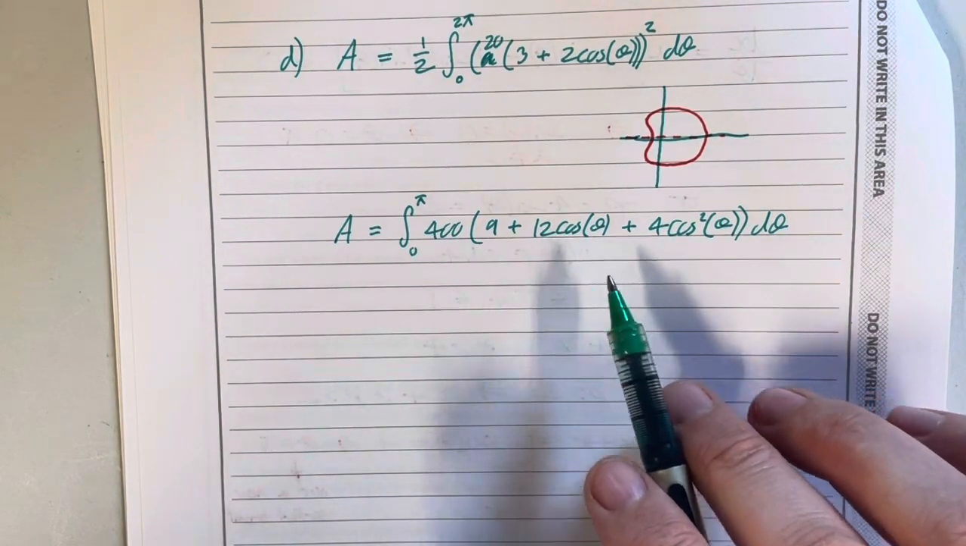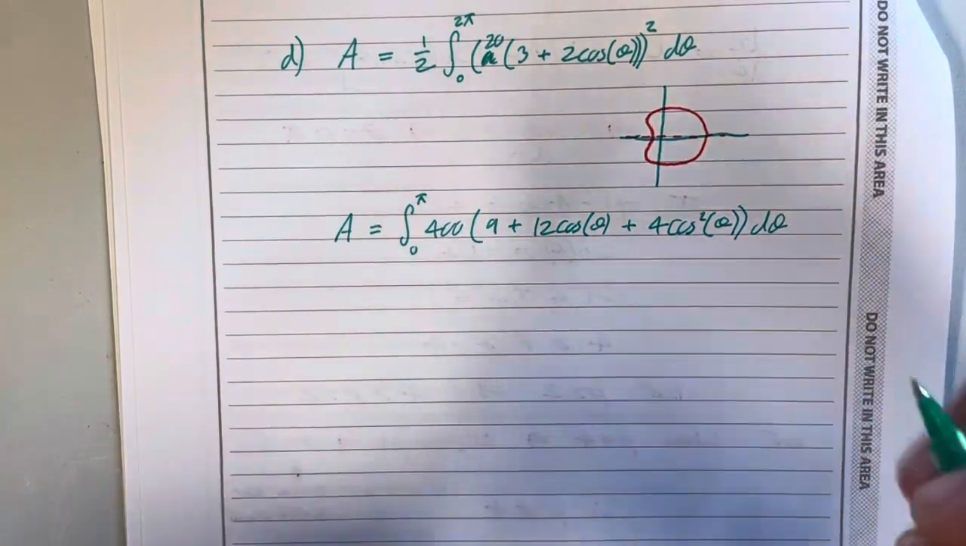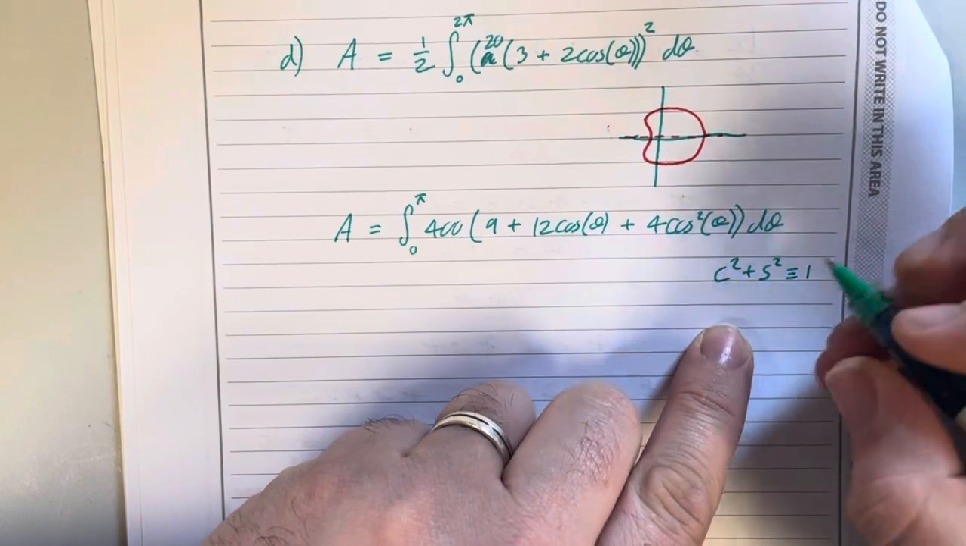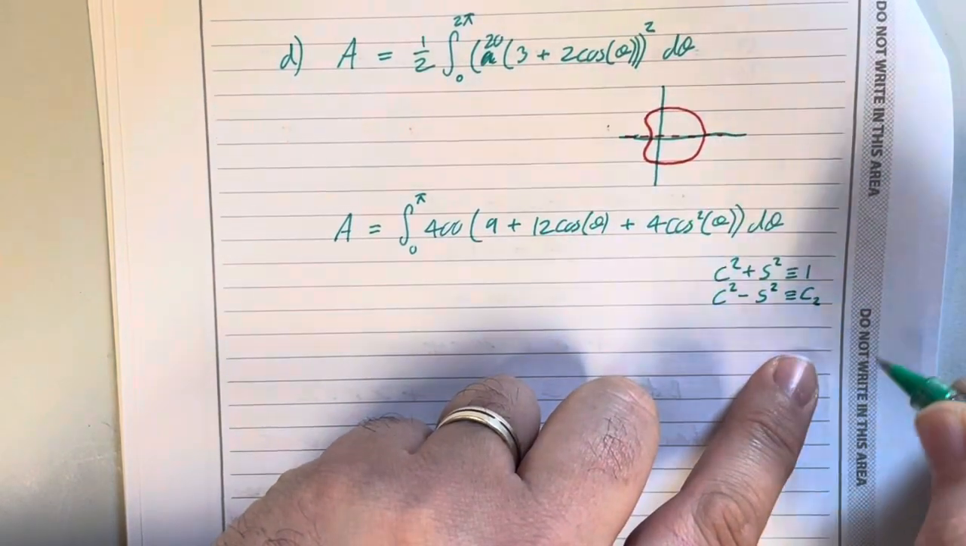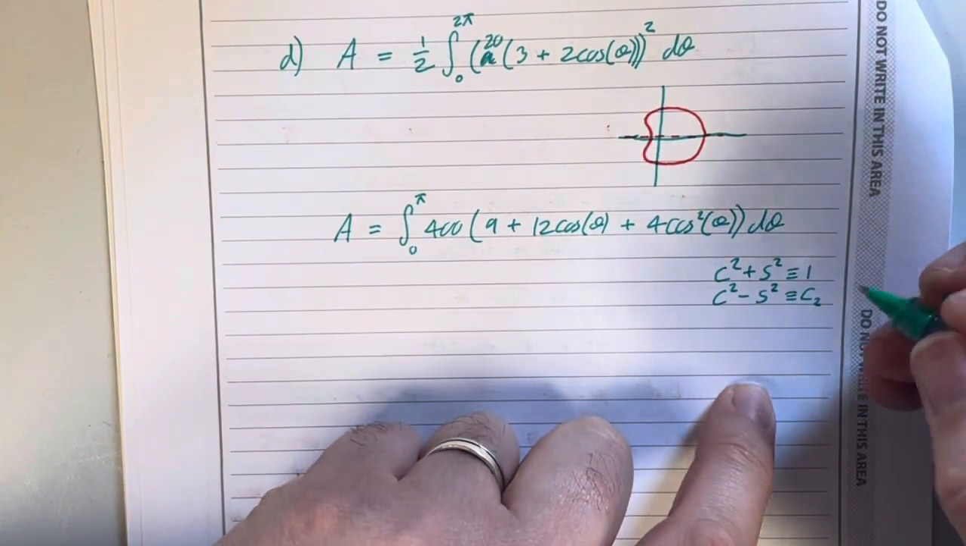Okay, so that's not going to be difficult to integrate, nor is that. This one involves a little bit more thinking. So just recall that cos squared plus sine squared is 1. Also recall that cos squared minus sine squared is cos of 2 theta. And I can use these to find cos squared in terms of cos of 2 theta.